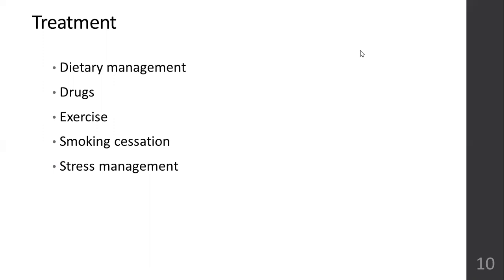Coming to the treatment. So you have dietary management, drugs, exercise, smoking cessation, that is stopping smoking, one by one. So controlling your smoking and then completely quitting it. Stress management. These are all the different modalities of treating cardiovascular diseases. The drugs part, what medications are used, that we will not discuss. That is a clinical part. Dietary management, we will discuss in detail. Some part about exercise as well.